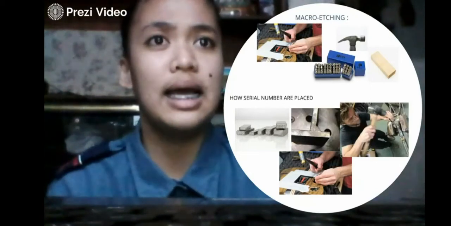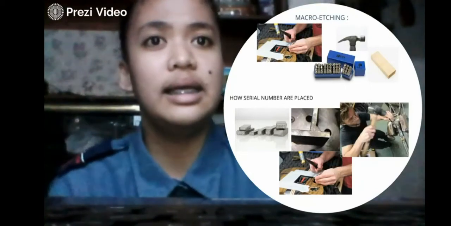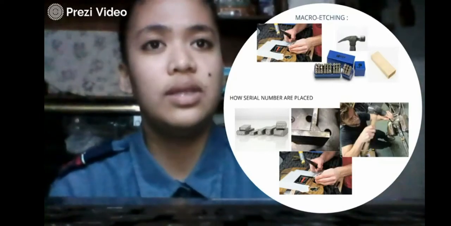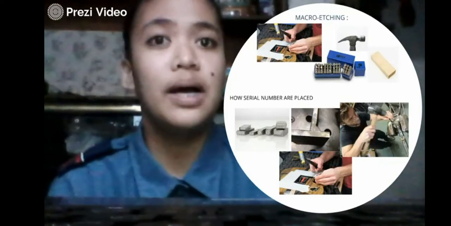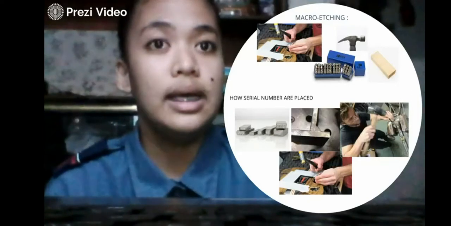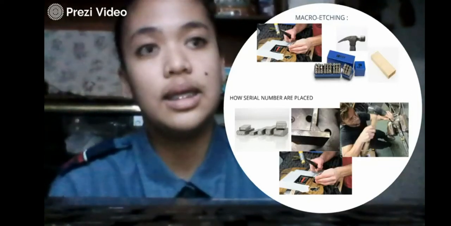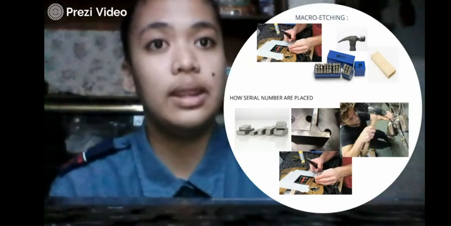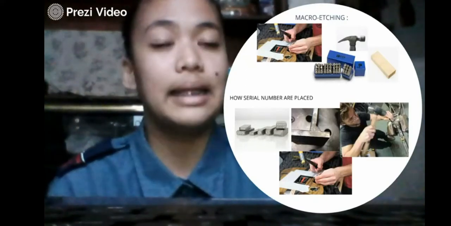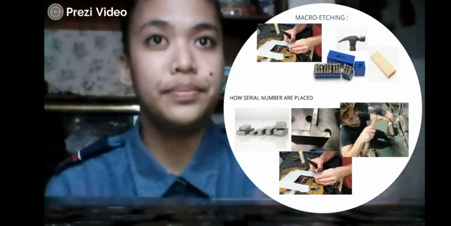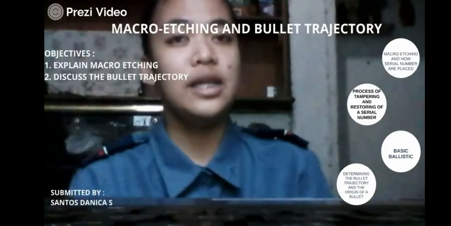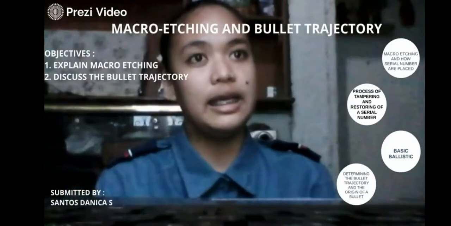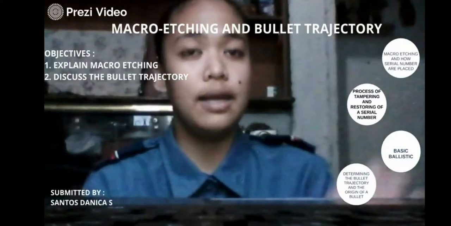So ano ba yung kahalagahan niyan? Ang kahalagahan niyan is inilalagay yan sa mga personal things or sa mga structures. May mga serial numbers na nag-indicate yan sa isang tao, which is the owner. So para ma-prevent din yung mga pagnanakaw at ibang crime. And then the next one is the process of tampering and restoring the serial number.